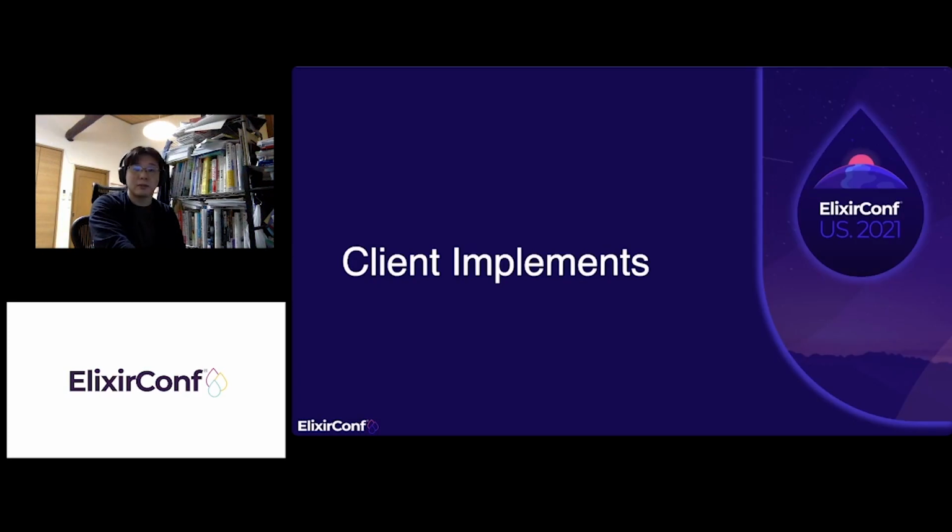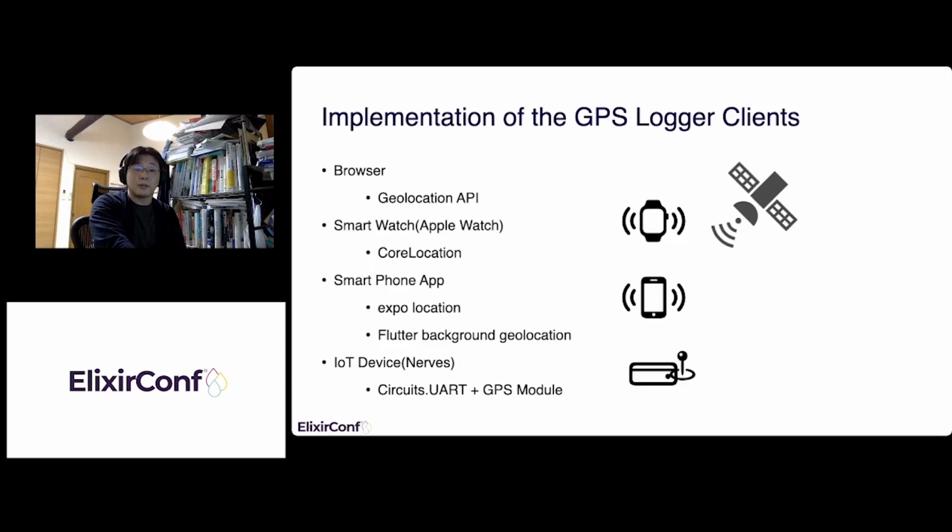Client implementation. It can be implemented with the following 5 technologies. Firstly, the geolocation API. Next, Swift core location. Moreover, React Native Expo location. Furthermore, Flutter background geolocation. The last one, Nerves with a GPS module. That's the recap.